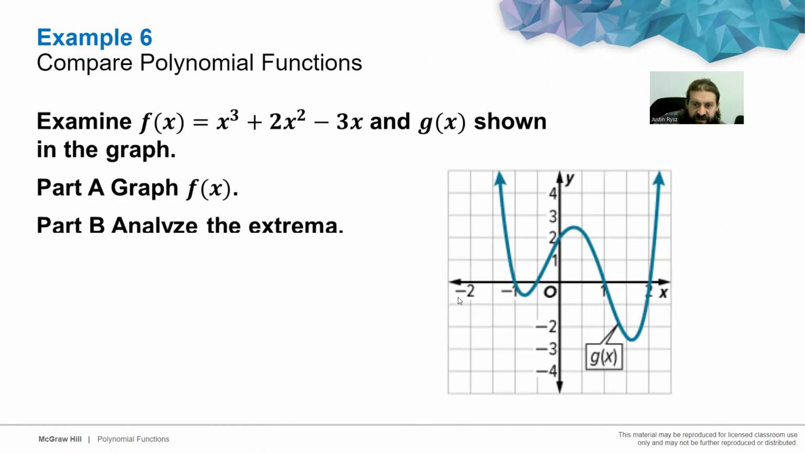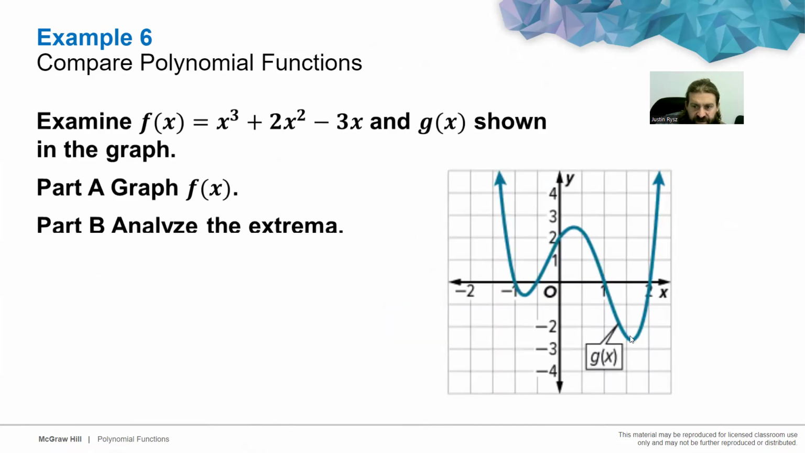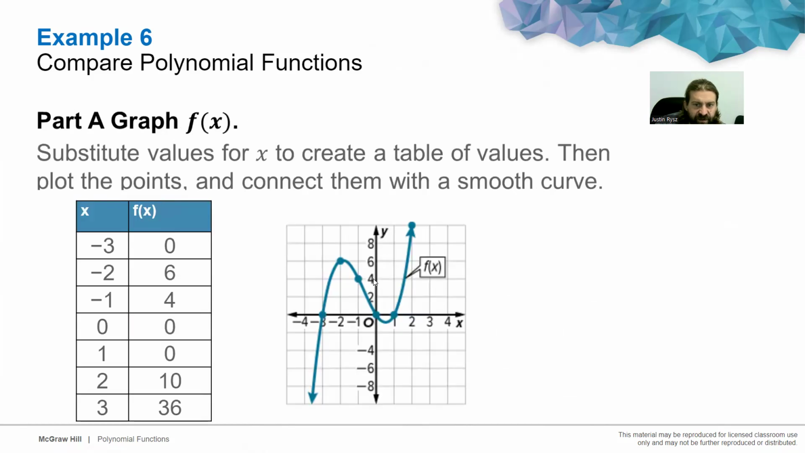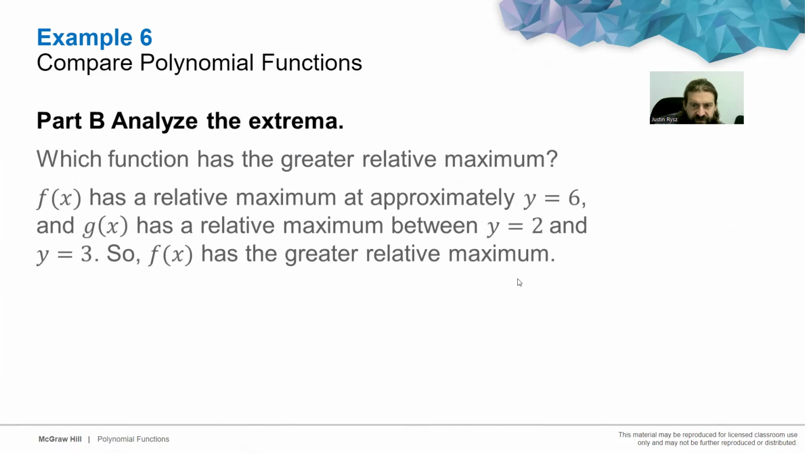If we look at g of x, it has a max that's around here and a min around there. Now, this one has no absolute min or max. Those are all relative, but we do actually have an absolute min on this graph. Which function has the greater relative maximum? We look at which one is higher. This one's up at 6, that one's up at 2.5. So definitely the first one.